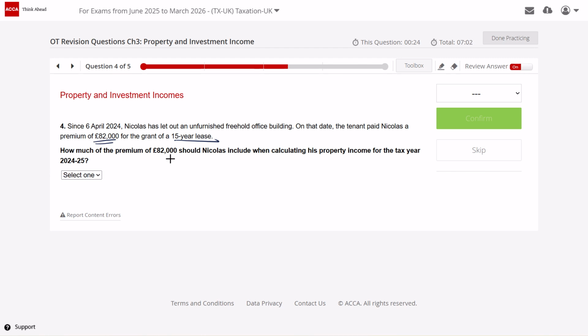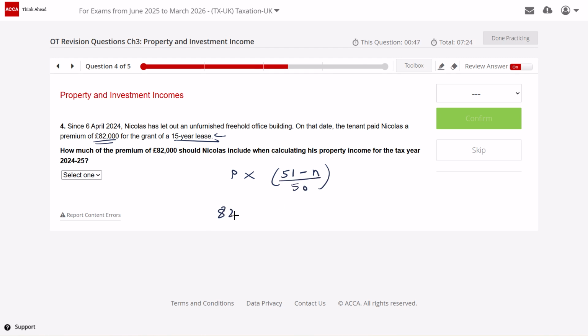Now, obviously, he has received 82,000, but can I say the whole of 82,000 won't be taxable? Since this is a short-term lease, or I would say short lease, I need to compute what would be the amount of premium that would be taxable. So I will simply multiply the premium with this formula, that is 51 less the period of the short lease.